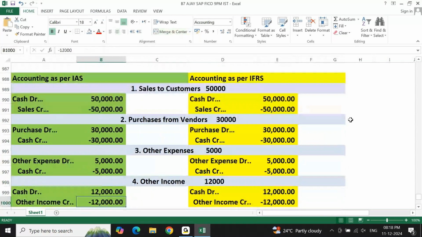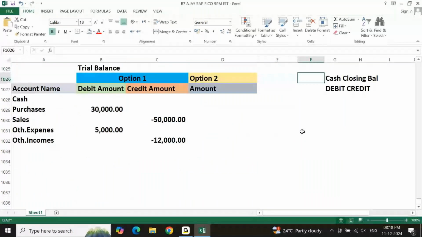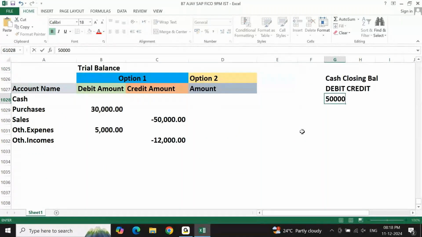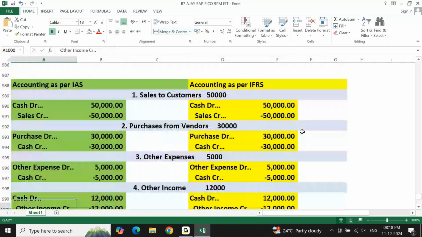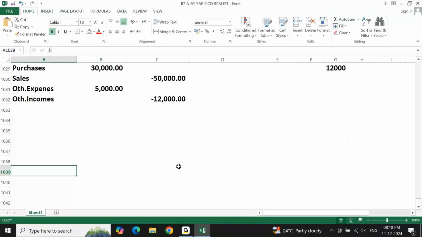2 items. Cash debit is here, 17,000. Cash debit is here, 50 plus 12. Agree? Yes, sir. So here I'll put debit will be 50,000 and 12,000. Again, if we go back to the accounting entries and look at cash credits, 30,000 and 5,000, that is 35. Right?